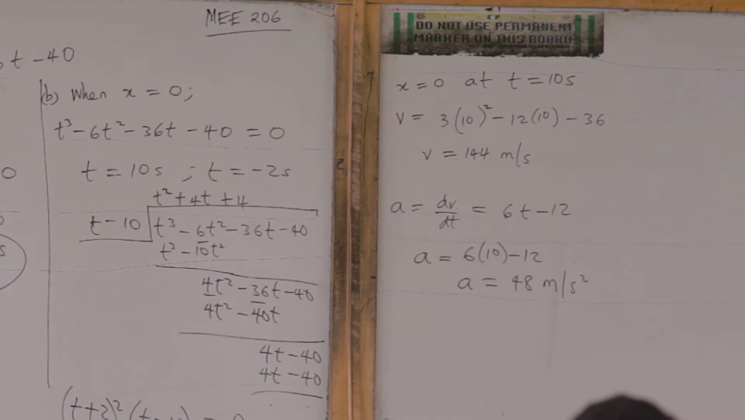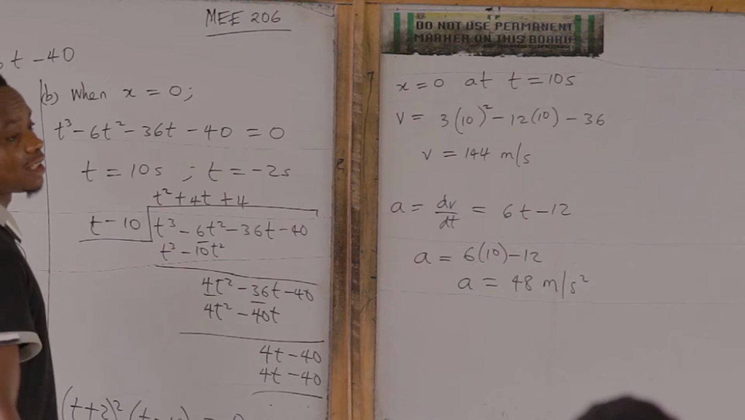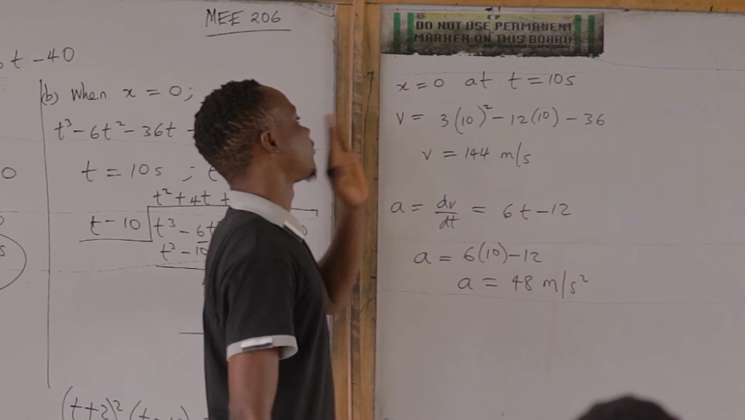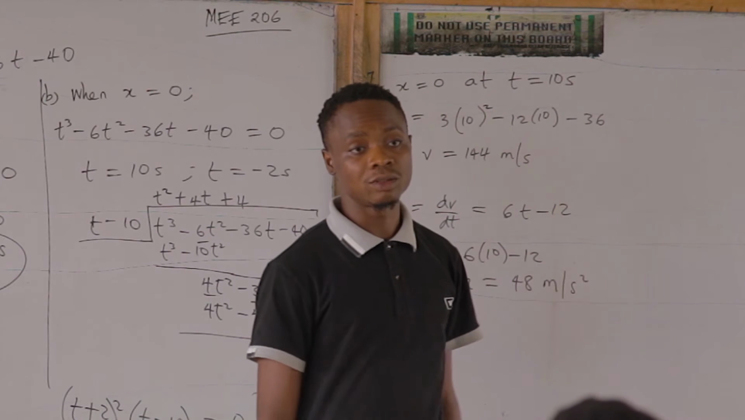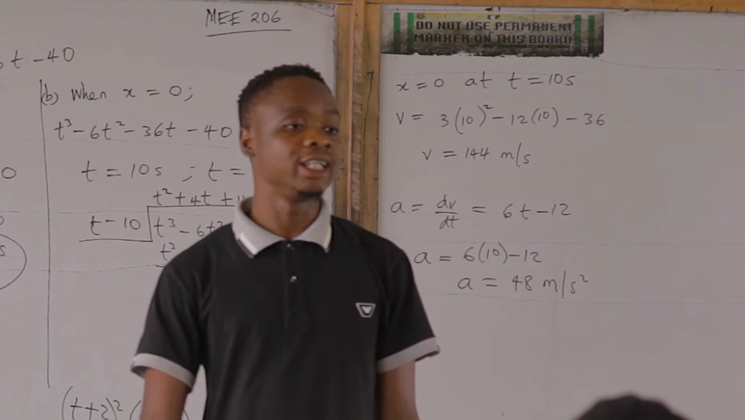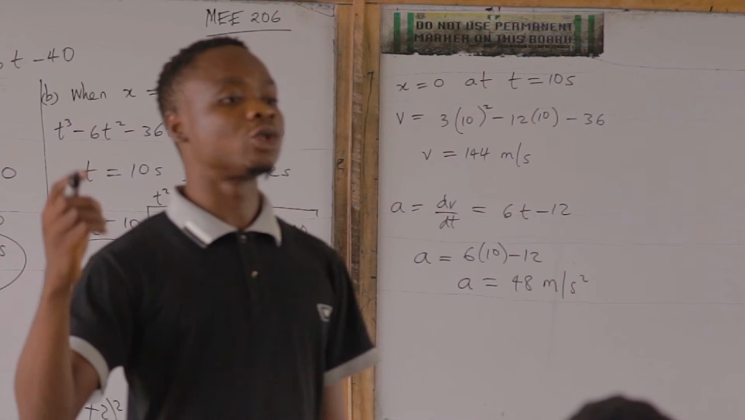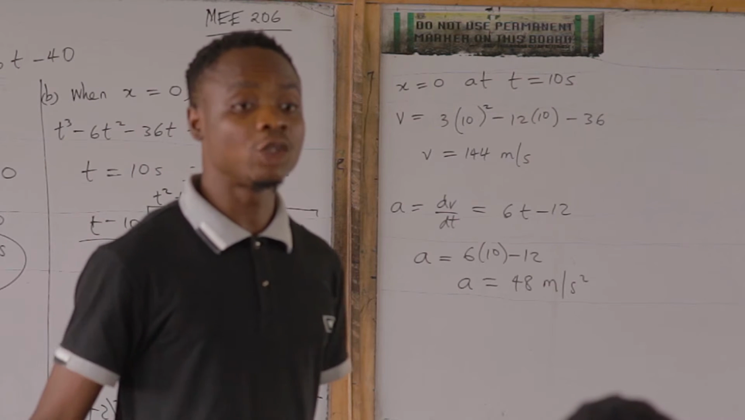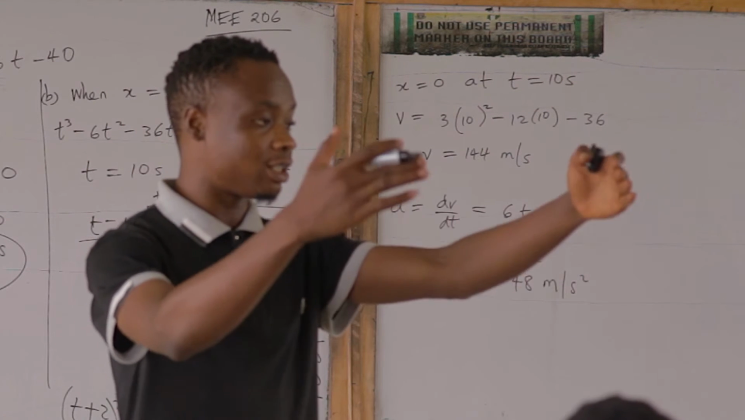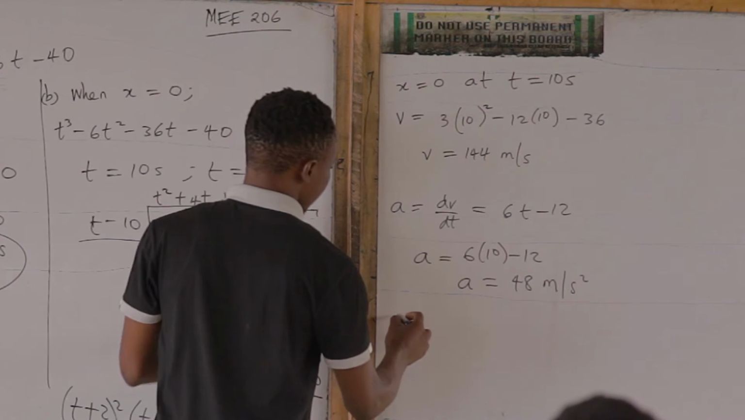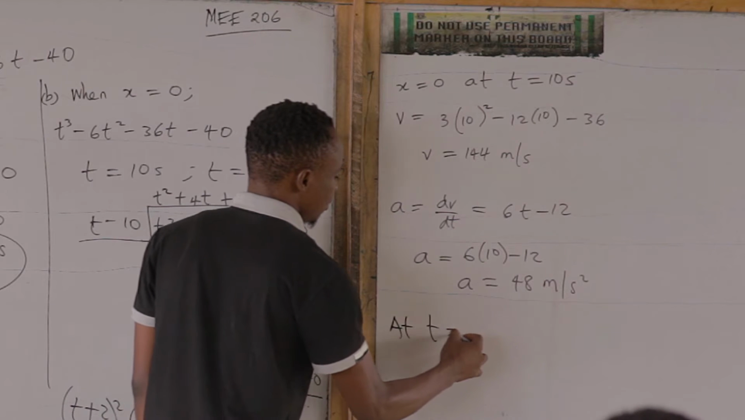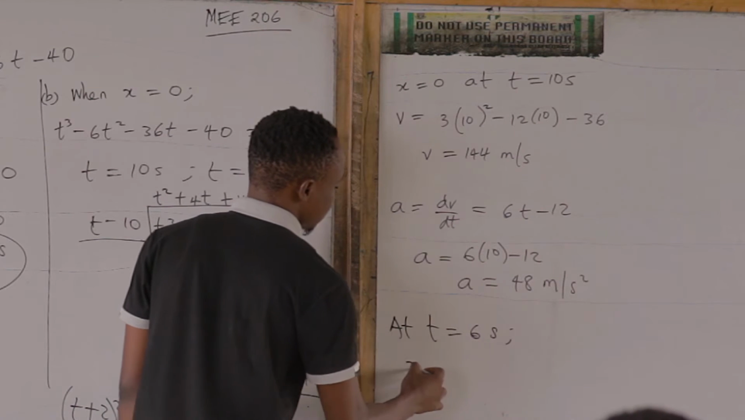So what's the next thing now? We want to find out the distance covered. Please listen very well. We know that at t equal to 10 seconds, x is equal to 0. So what do we need to find again? We find at t equal to 6 seconds, which is a turning point between 0 and 10 seconds. Is that clear? So I'll find the position at t equal to 6 seconds. So at t equal to 6 seconds, x will be equal to what?